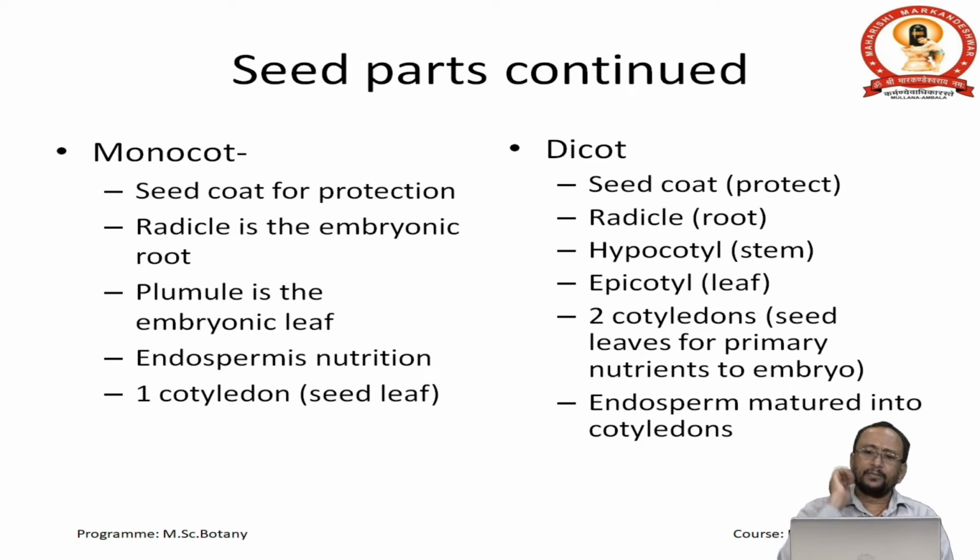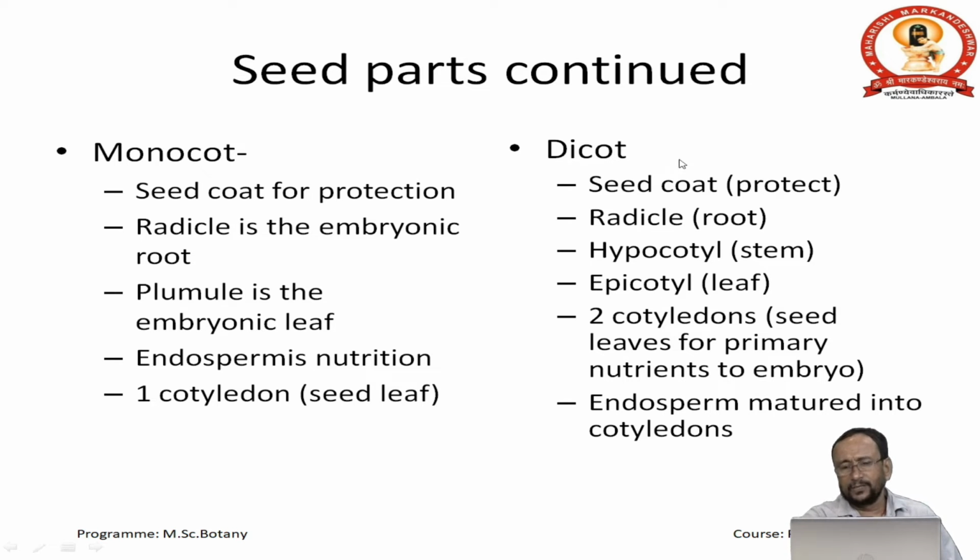Now, the seed parts continue. Which part of the seed gives rise to which part at maturity? The seed coat basically works as protection of the seed. The radicle is the embryonic root, the plumule is the embryonic leaf, the endosperm is nutrition, and the one cotyledon is the seed leaf. This is all about the monocotyledon seed.